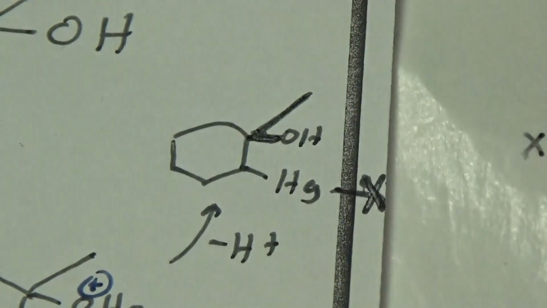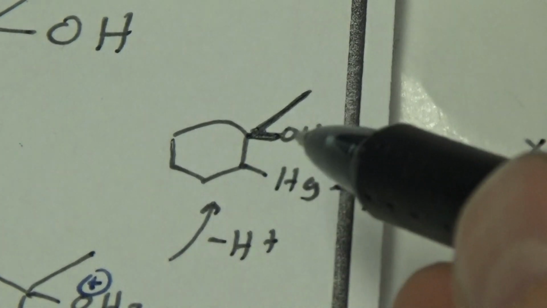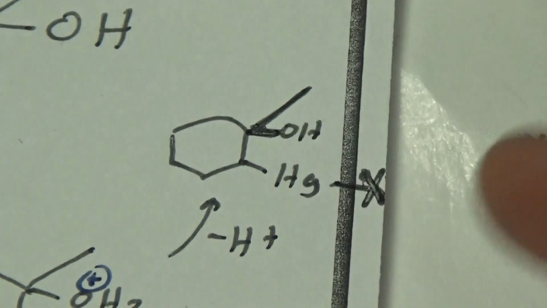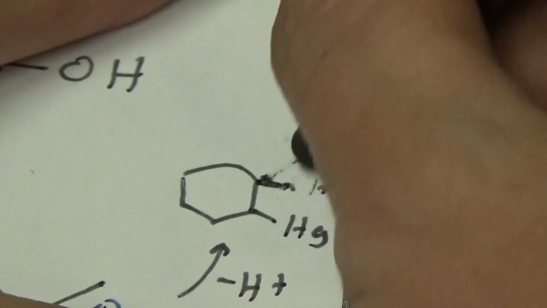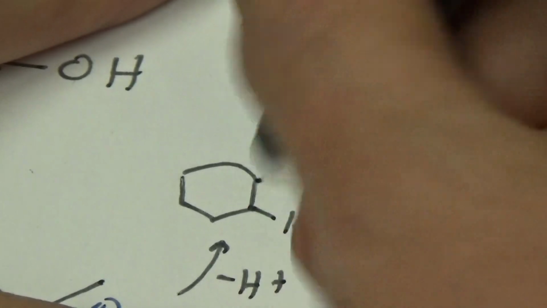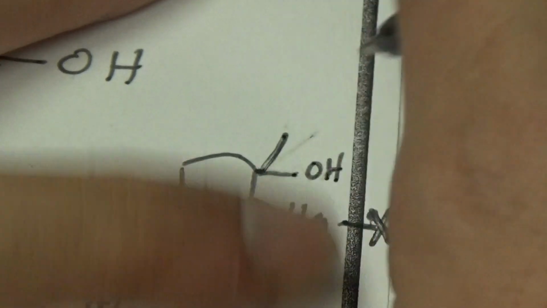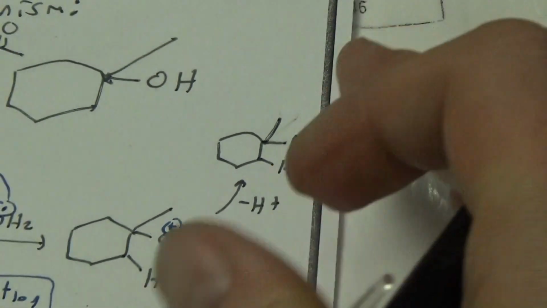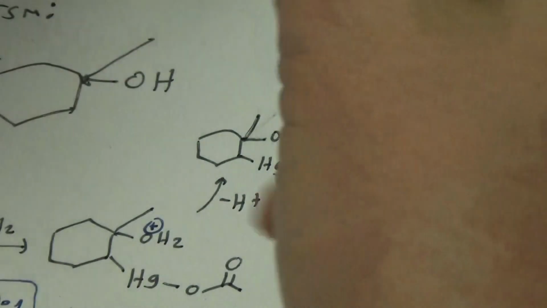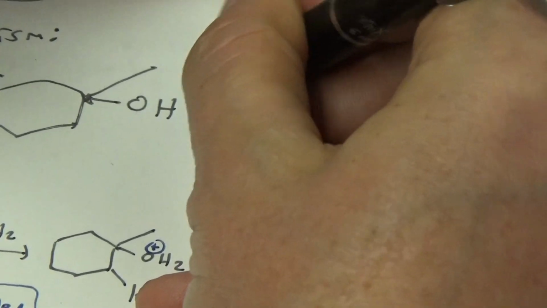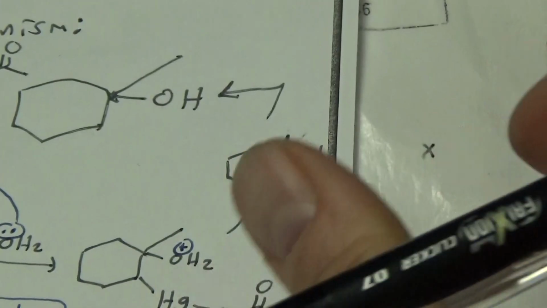Sorry, it's a little congested on the page. That's not stereochemistry, I'm just drawing the bonds. Let's draw that a little nicer. There we go. And now, how does the mercury go away?